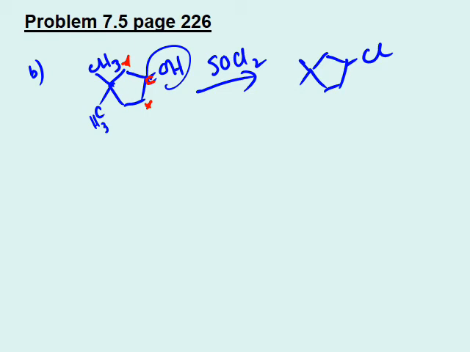If I use PBr3, in that case, OH would be replaced by Br. So that's how you can get bromide or chloride from a 1 degree or 2 degree alcohol. And keep in mind, when it's a 3 degree alcohol, you'll have to use an acid like HCl, HBr, or HI.